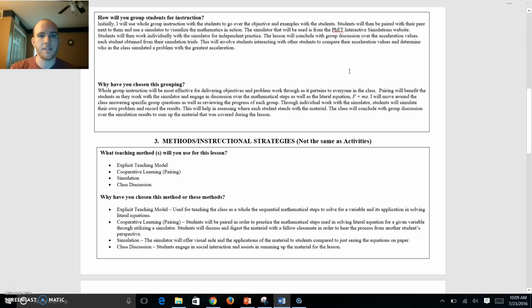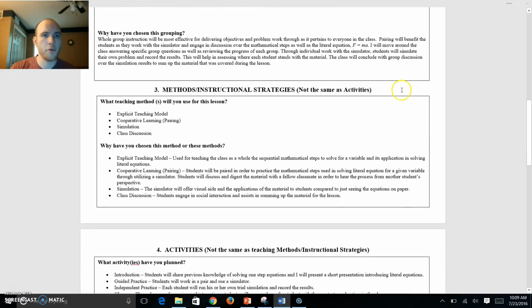Why have you chosen this grouping? So the whole group instruction will be most effective for delivering objectives and problems worked through as it pertains to everyone in class. Pairing will benefit the students as they work with the simulator and engage in discussion over the mathematical steps as well as the literal equation, force equals mass times acceleration. I will move around the class answering specific group questions as well as reviewing the progress of each group. Through individual work with the simulator, students will simulate their own problem and record the results. This will help in assessing where each student stands with the material. The class will conclude with group discussion over the simulation results to sum up the material that was covered during the lesson.